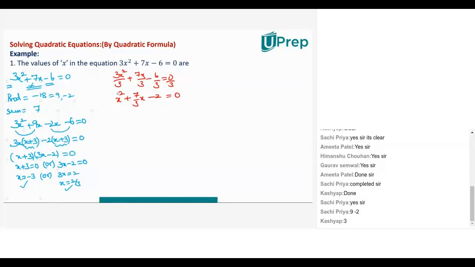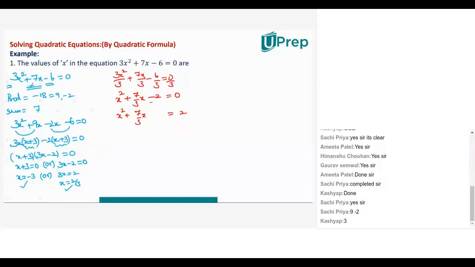Very good. Now, after that what we did, I don't like the constant here, so let us carry it to the right hand side. Plus 7 by 3 times x is plus 2 now. Now I have to make it a perfect square.